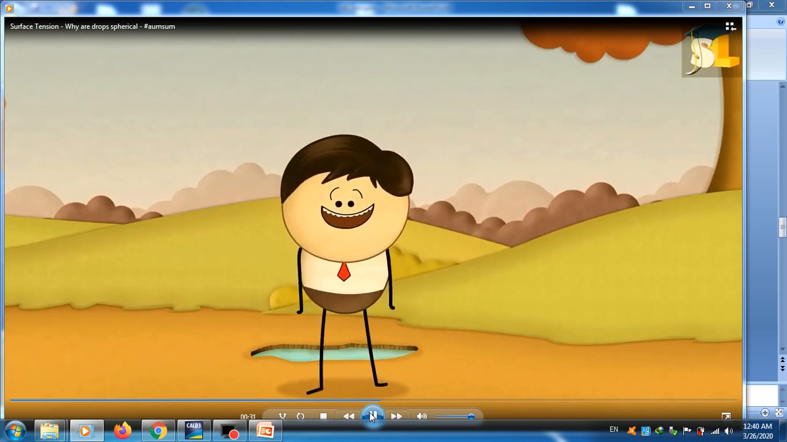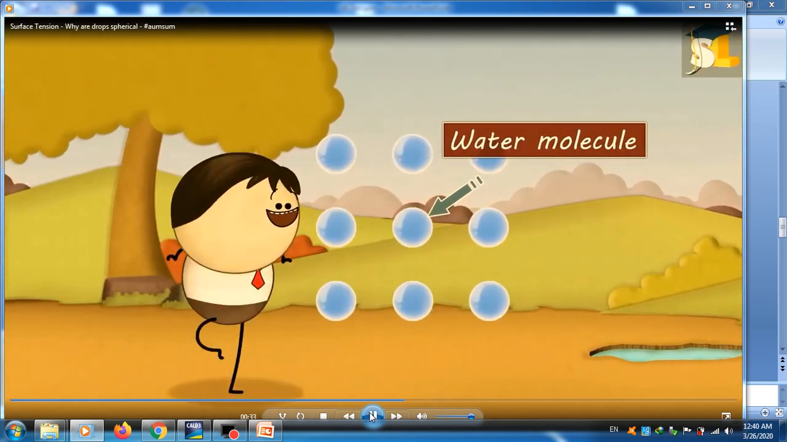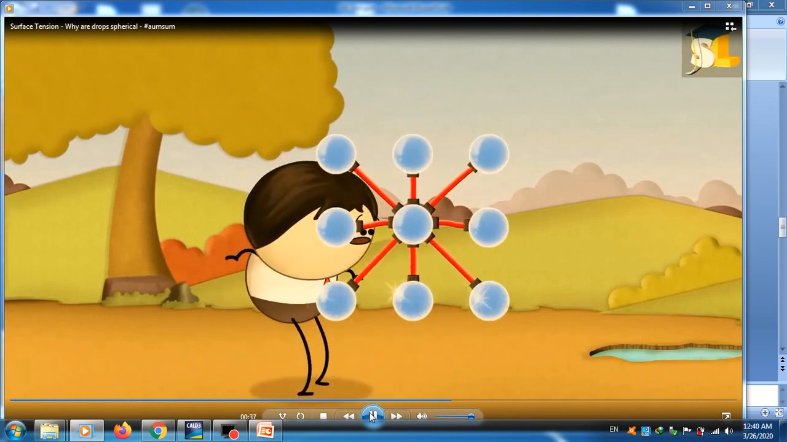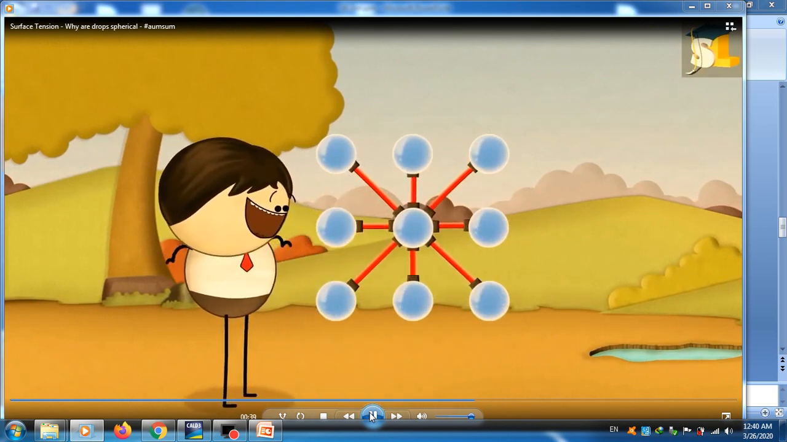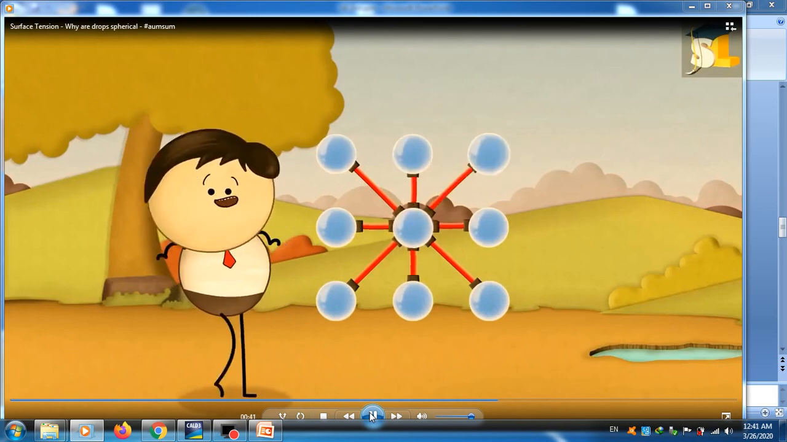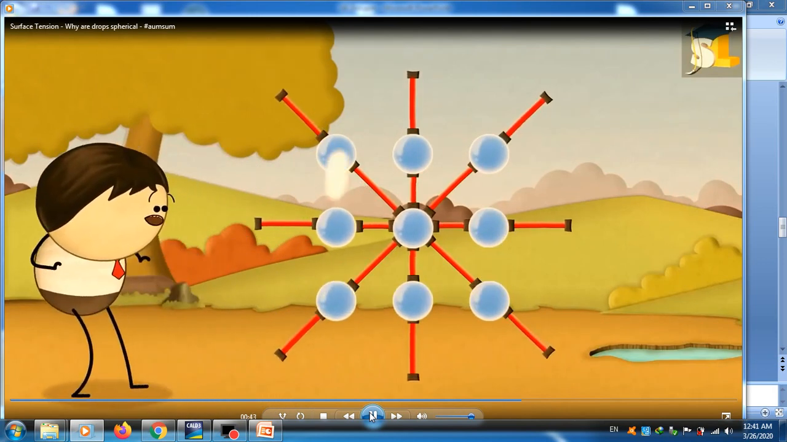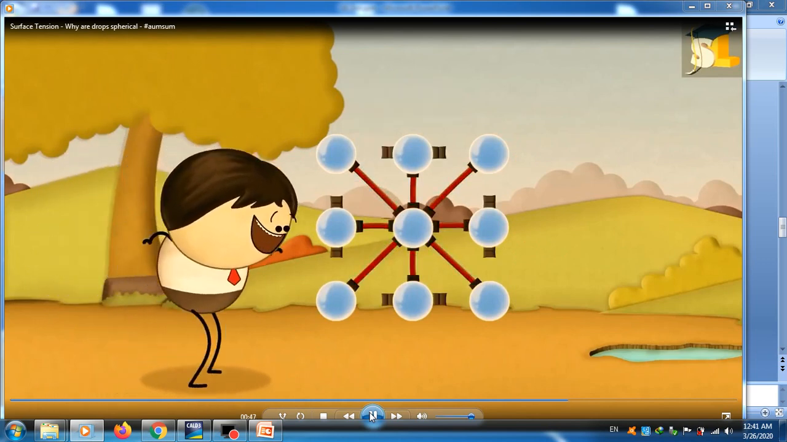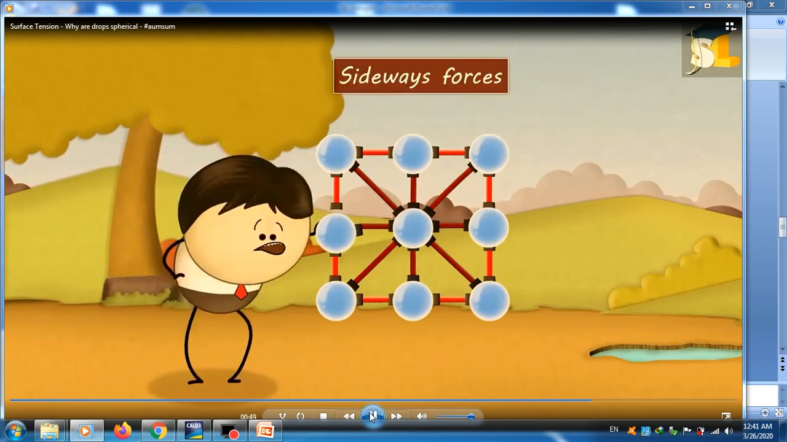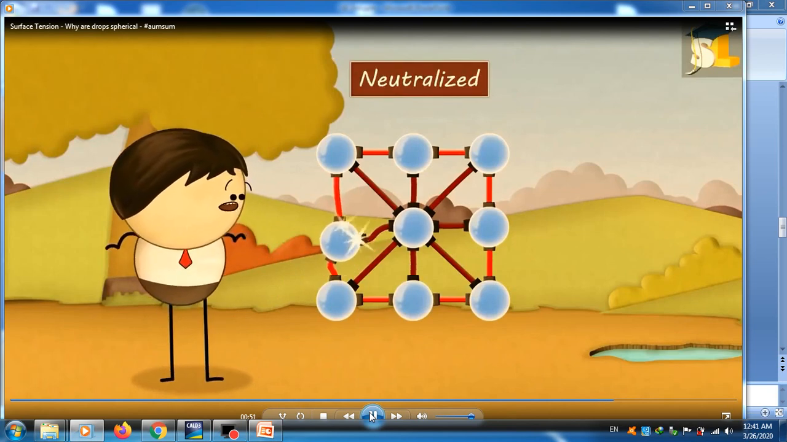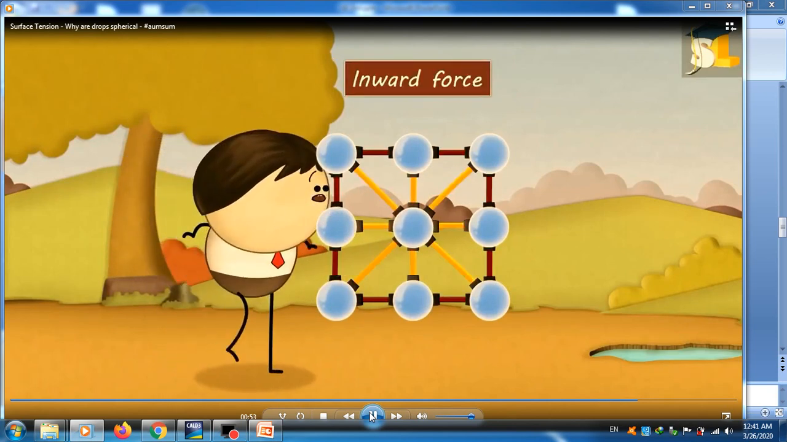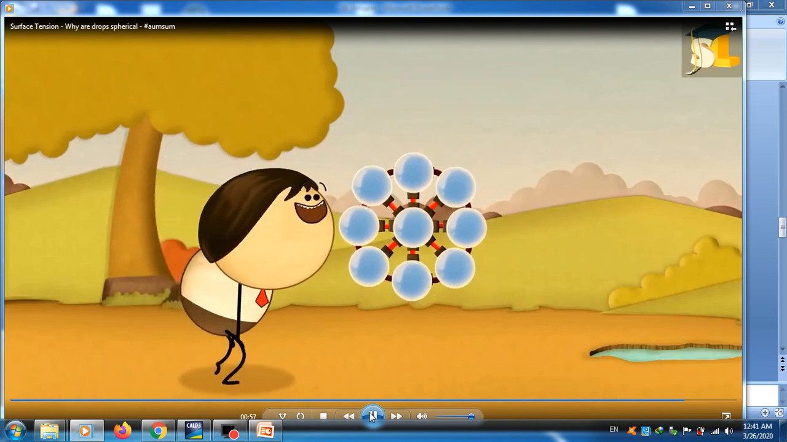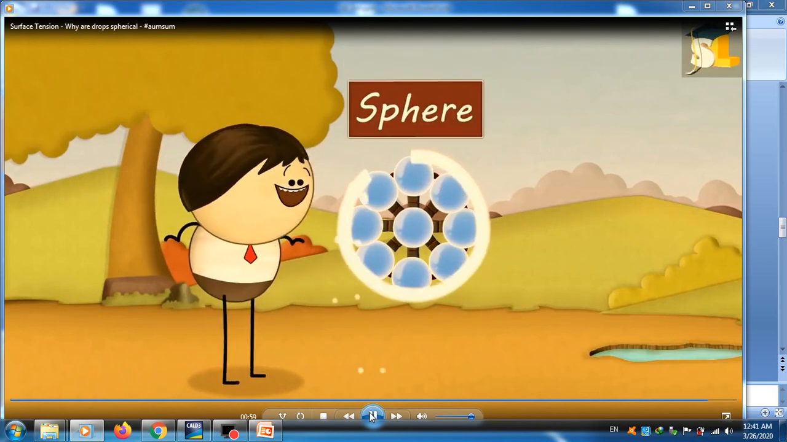Alright, I'll explain. Inside a drop, each water molecule is pulled with a force by its neighboring molecules. As these forces are equal and opposite, they get neutralized. However, the molecule present at the surface is not attracted outwards. It is attracted only inwards and sideways. Sideways forces get neutralized, but because of the inward force, each surface molecule contracts to form a shape that has minimum surface area, which is a sphere.